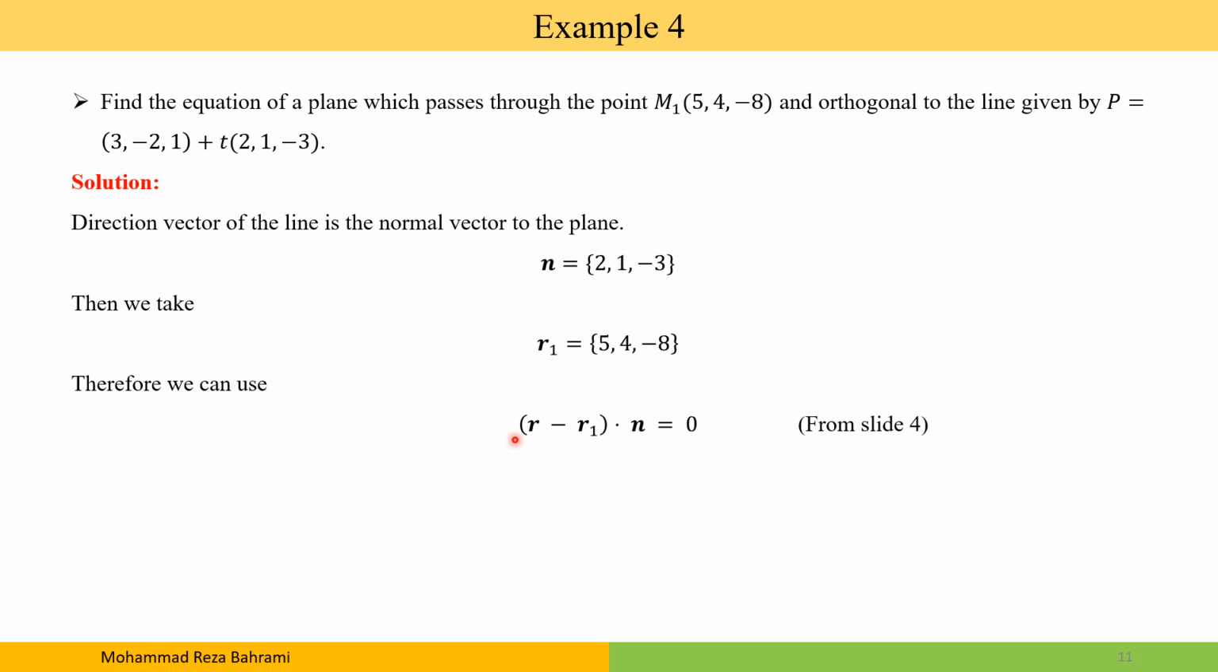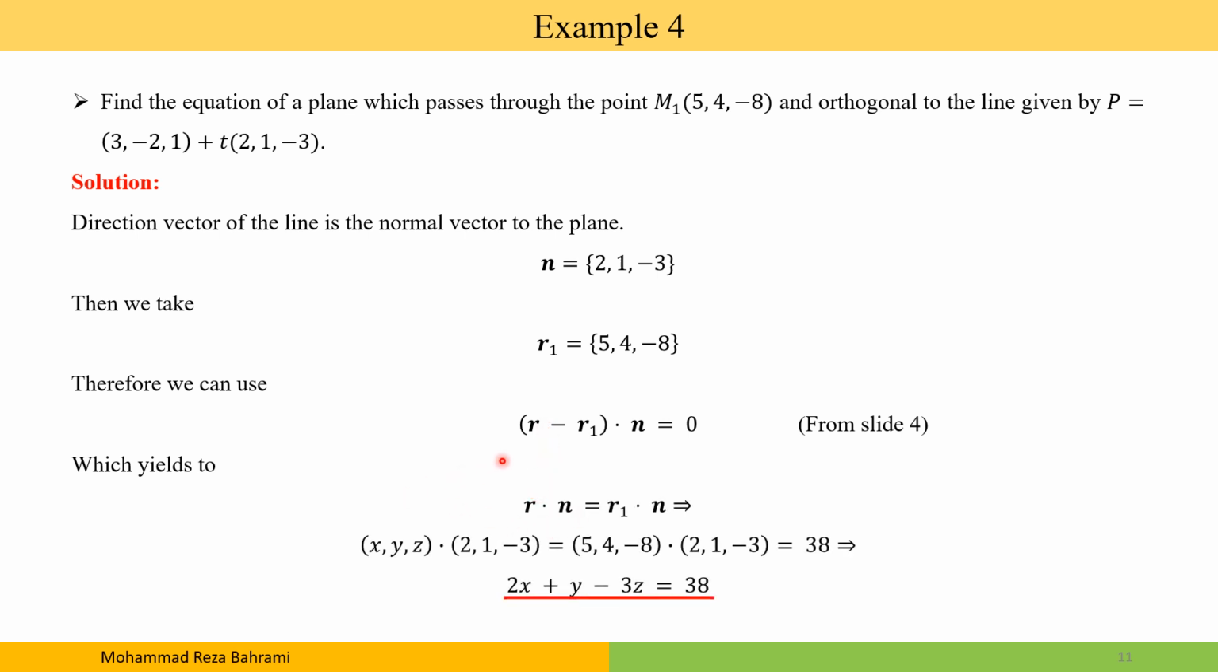So in this case, what do we have? We have (R minus R1) dot n equals 0. R is the position vector of any point in the plane, n is the normal vector, and R is the position of an arbitrary point on the plane. So in this case, we just have to insert here and calculate this equality, and this leads to the equation of a plane which passes through M1 and is orthogonal to line P.